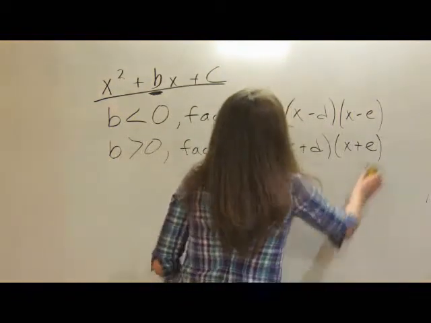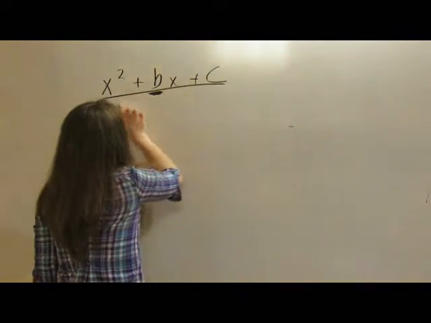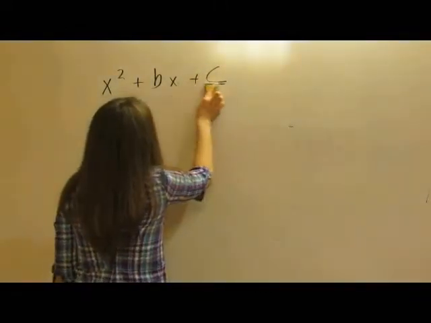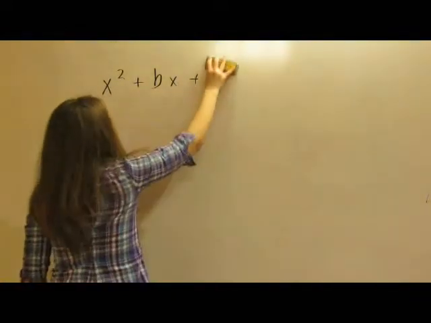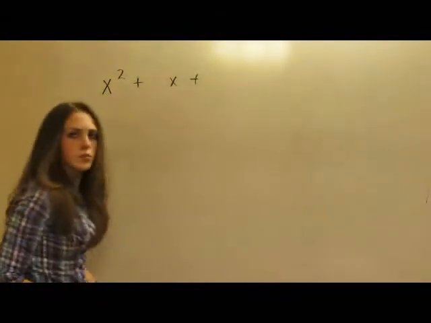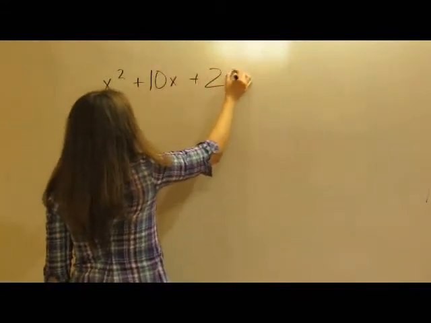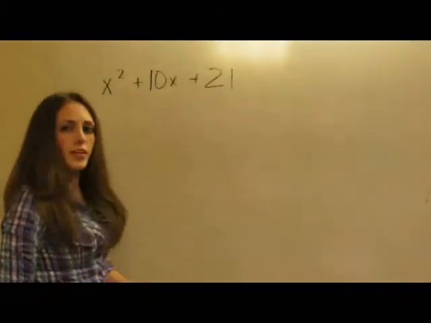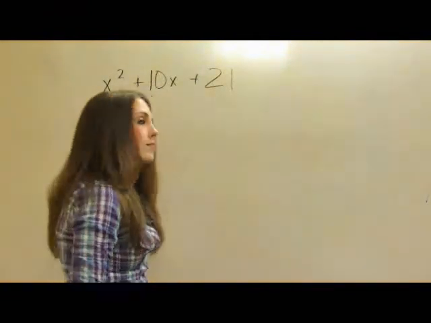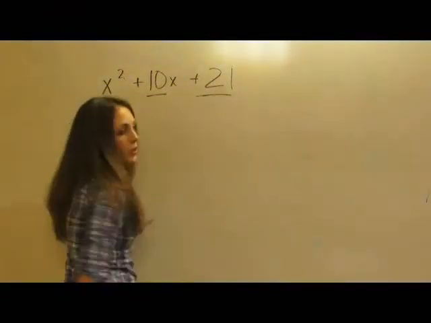So let's get rid of all these letters and work with some numbers. That way we can start to understand what it's supposed to mean. I'll erase c there, I'll erase b. So let's fill in b and c with some numbers. Let's try x squared plus 10x plus 21. To factor this trinomial, we need to find something that adds up to 10 and multiplies to 21.